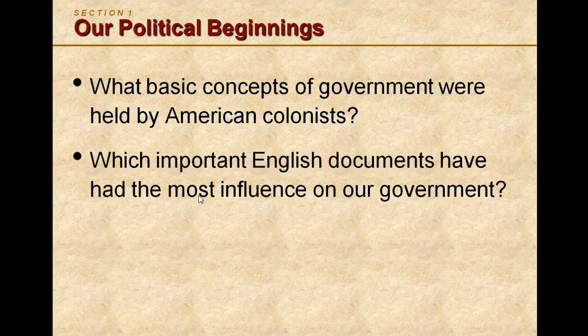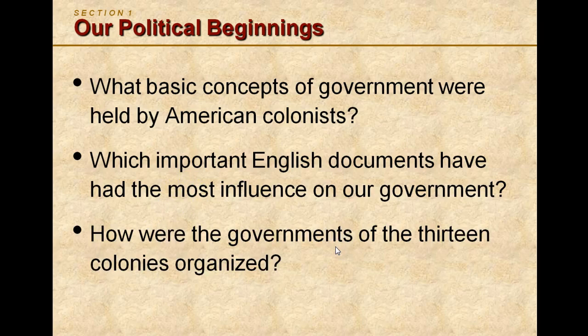The next one, look at which important English documents have had the most influence on our government. So we'll look at the things that have influenced Great Britain's forms of government, and really we're looking at how did Great Britain restrict the power of the king through the years, and we'll start at 1215 all the way up through and just past the American Revolution.